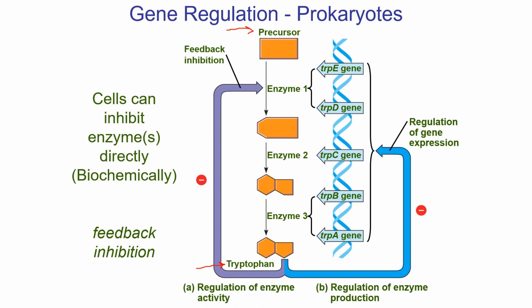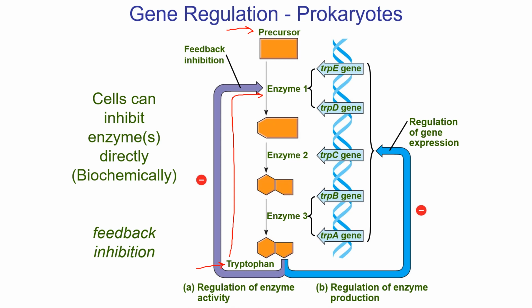Now, what's interesting about this pathway is that tryptophan can actually shut down enzyme 1. So if tryptophan reaches a critical concentration, it will bind to any of the enzyme 1 that's floating around and shut it down. So if you remember, we talked about allosteric inhibition of enzymes. That's where something binds to the enzyme outside of the active site and changes the shape of the active site. And that's what tryptophan does. So a nice, neat, simple system where the end product shuts down the first step.